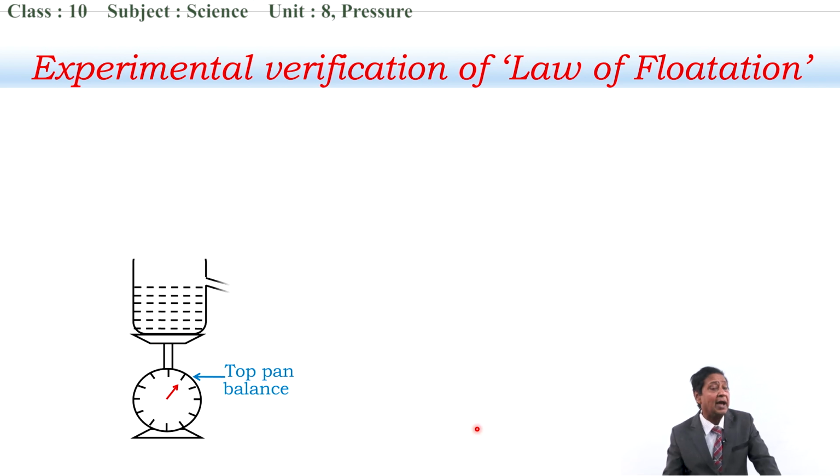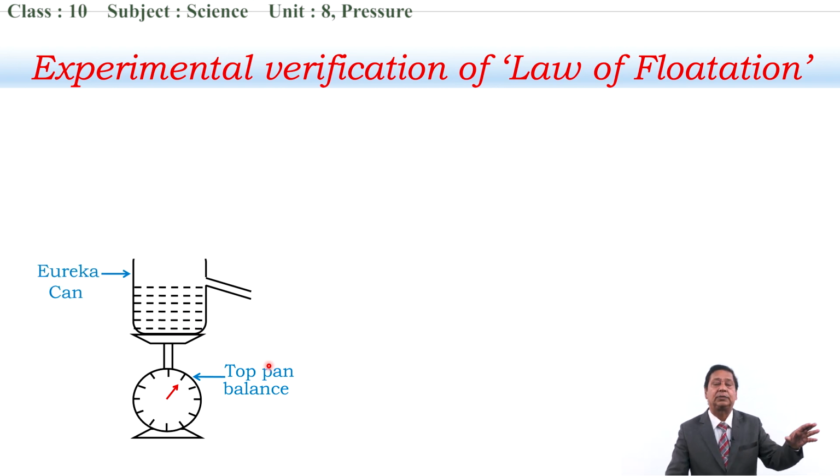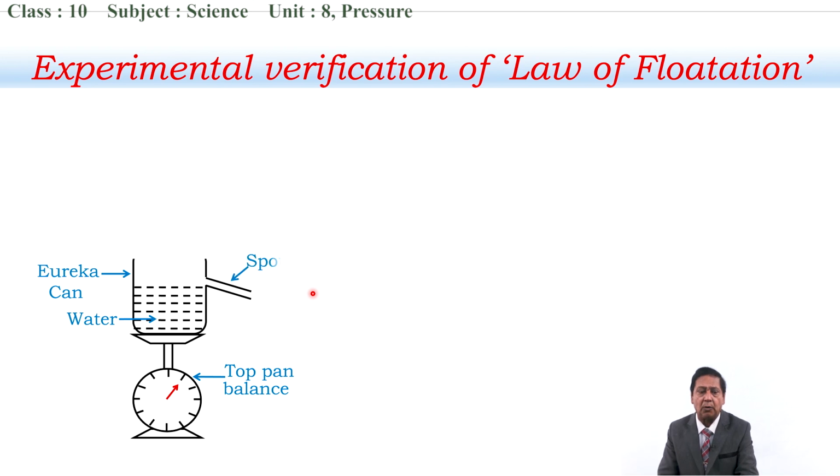And a Eureka can is taken on it, which is completely filled with water. This is the Eureka can. It is completely filled with water. No more water can be added. If we try to add more water, it will come out through the spout. It is completely filled. Now look at the weight.